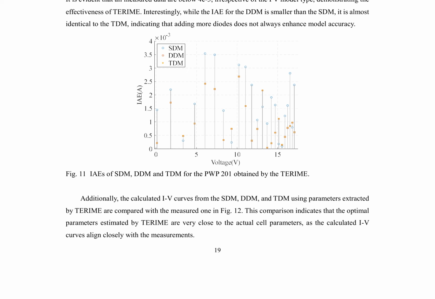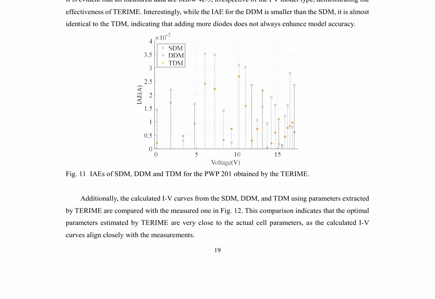This indicates the effectiveness of TERIME in accurately modeling the PV cell's behavior. Finally, Figure 12 compares the calculated IV curves from the single-diode model, SDM, DDM, and TDM using parameters extracted by TERIME with the actual measured IV curve. The close alignment of the calculated curves with the measurements suggests that the optimal parameters estimated by TERIME are very close to the actual cell parameters.